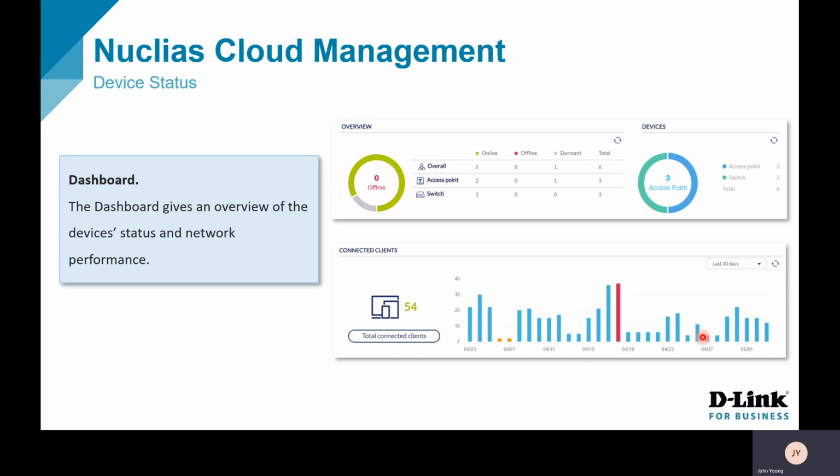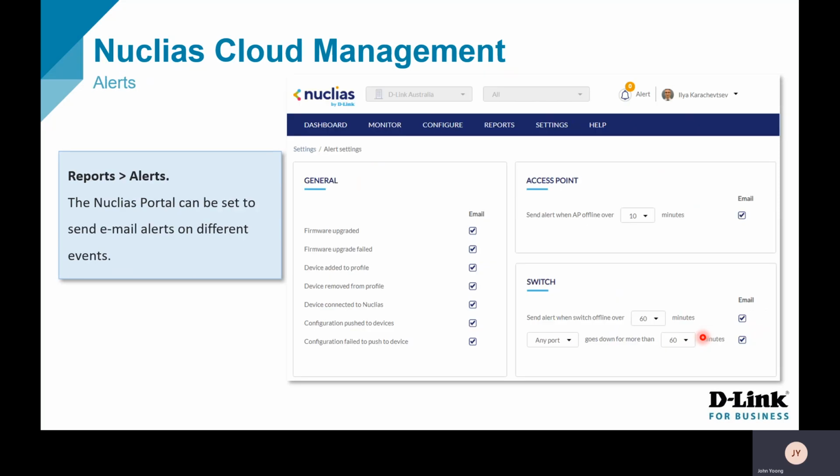For Nuclias Cloud, you will be able to see the device status through the dashboard very easily. Next, of course, you have the alerts. You can set up alerts to trigger through email, for example if a firmware upgrade fails or succeeds, or you add in a device, or you push down a profile, or even if the AP and switch are offline for a certain duration, we will send you an email. You can set the threshold yourself through the alert settings inside Nuclias Cloud.